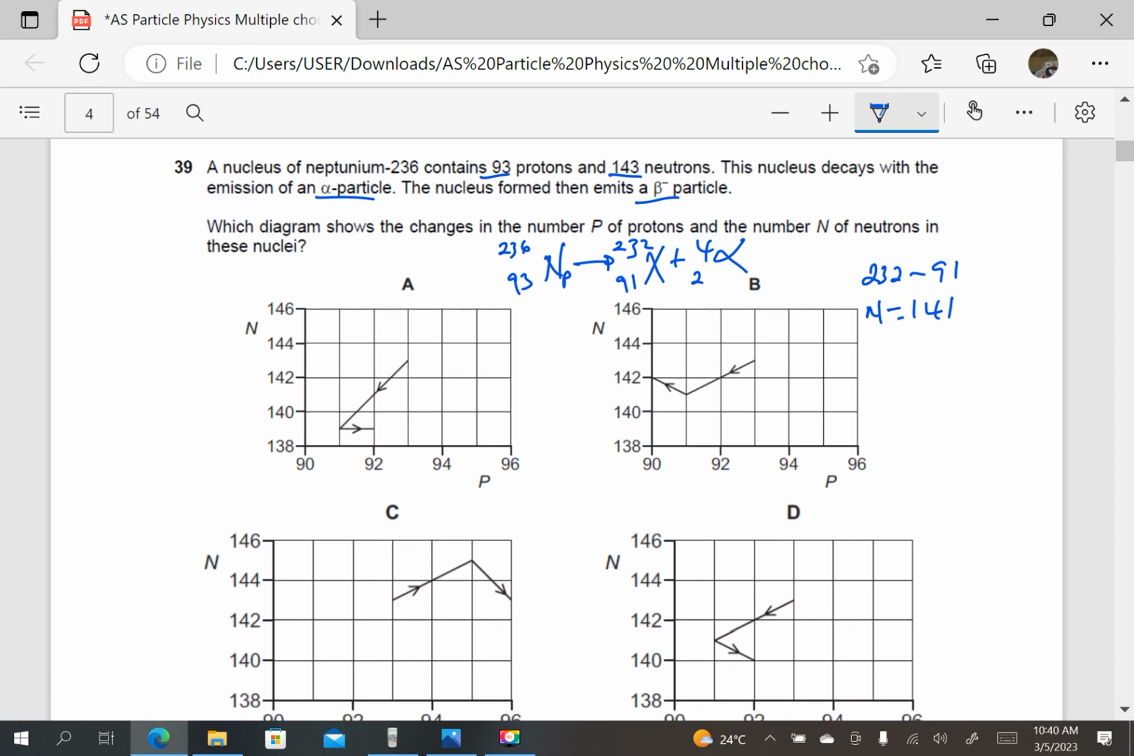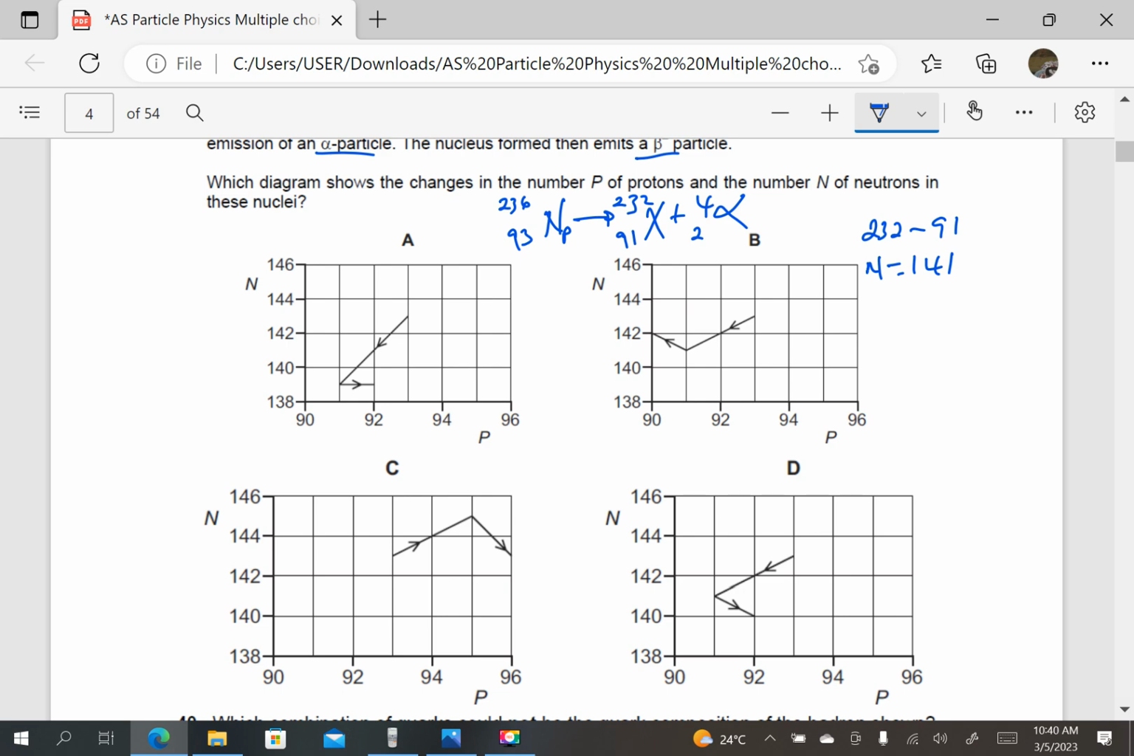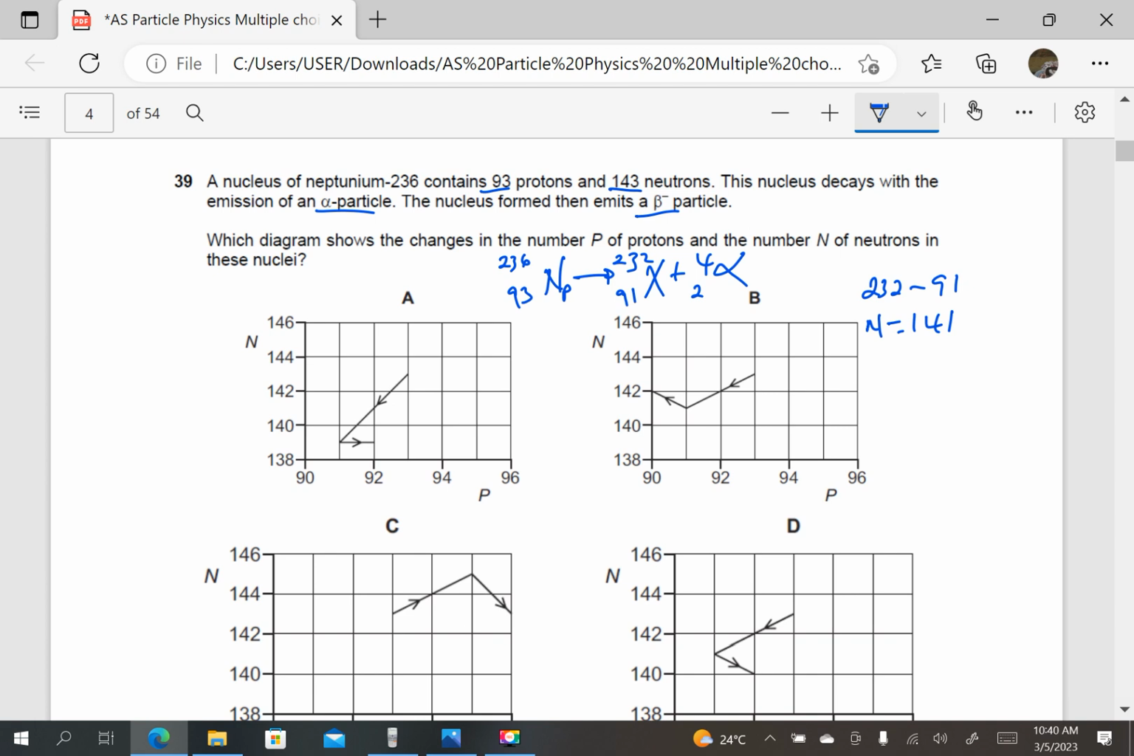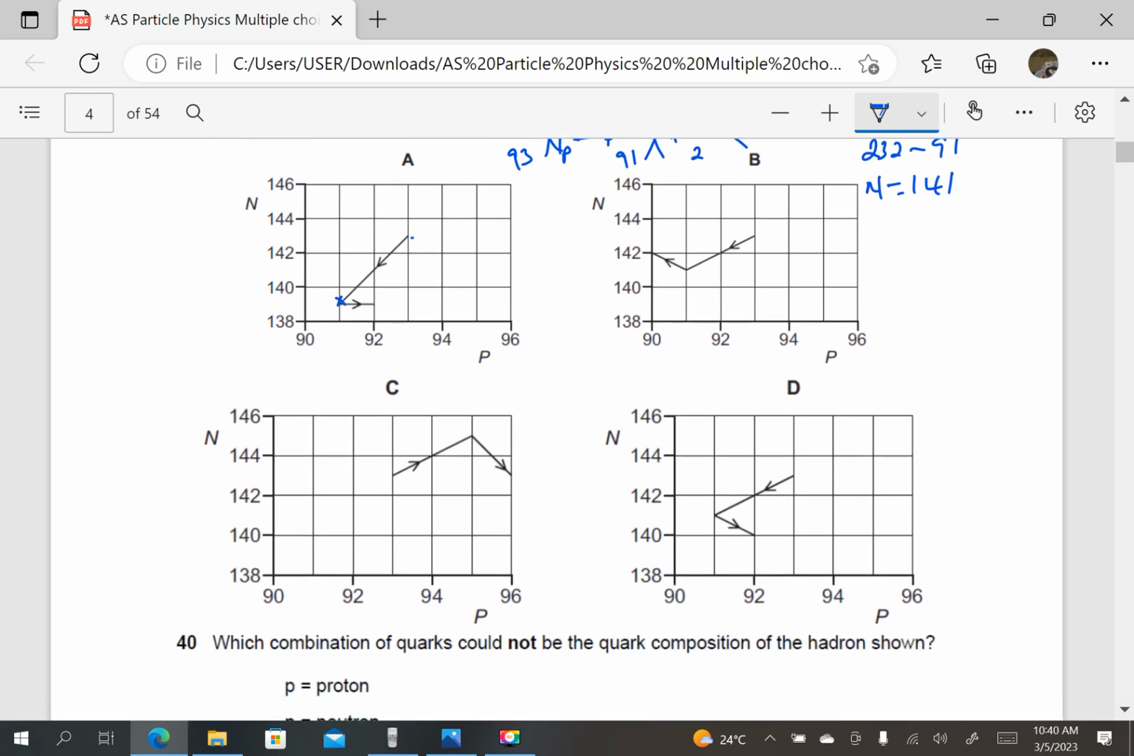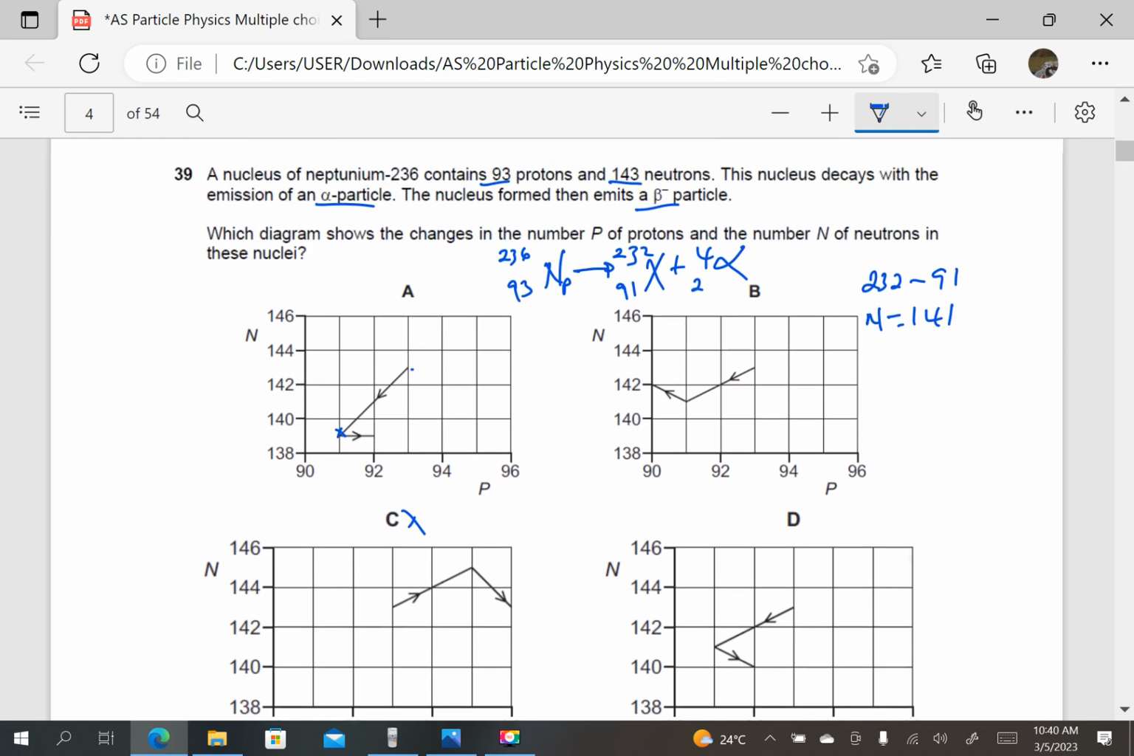So let's first look for that one. In the first stage, neutron number changes from 143 to 141. This one is already wrong because it has gone to less than 141. This one is okay, it has gone to 141. This one is wrong because it has gone above 141. This one has gone to 141. So we have two options, B and D. Let's go to the next part.